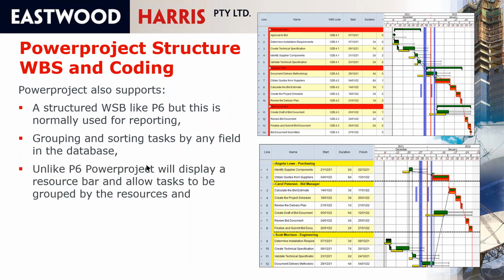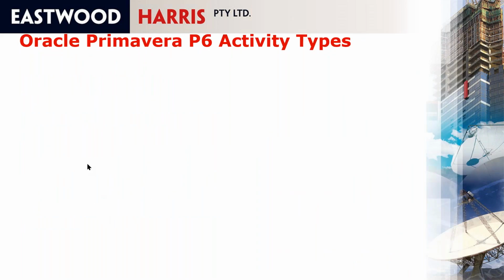Unlike P6, Powerproject will display a resource bar. You'll find in both Microsoft Project and P6, you cannot show a resource bar, whereas in Powerproject, if you're going to go into resources, then you can show a resource bar underneath your resources. And also, all resources may be updated in columns, so you can create columns to update your resources in. Again, this is not possible in Microsoft Project or P6. So again, you have a lot more functionality. We're not focusing on resources in this presentation, but I'm just mentioning that you can have resource bars.